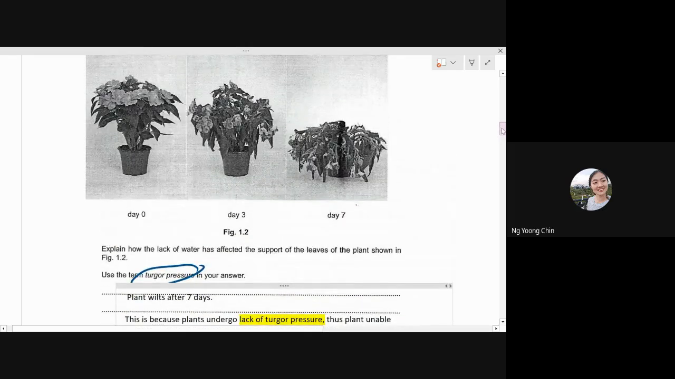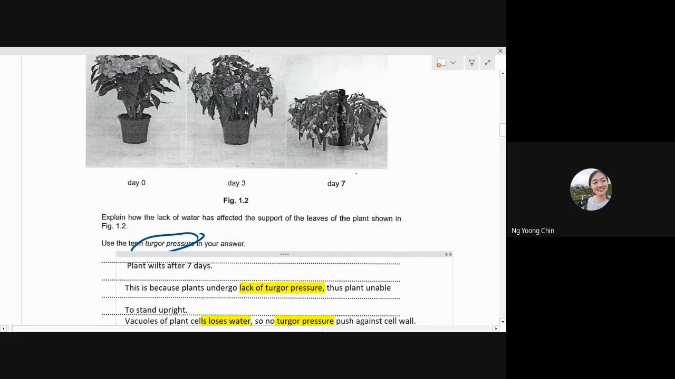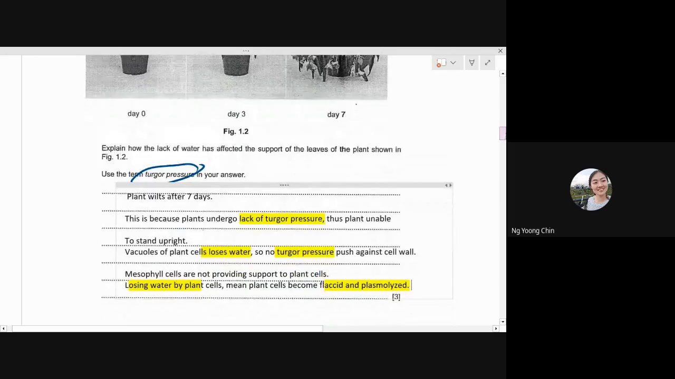Okay, I hope you get it, yeah? So that's why you need to water your plant every day. If you didn't water your plant, they will become like this, die and wilt. Okay, I go to the next question.